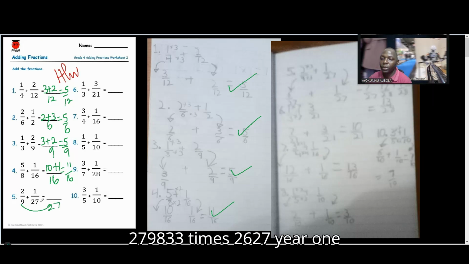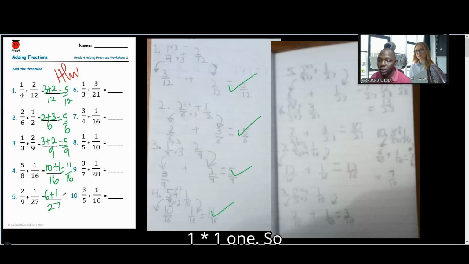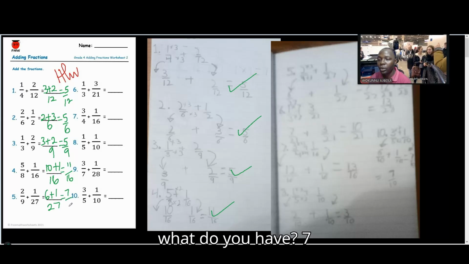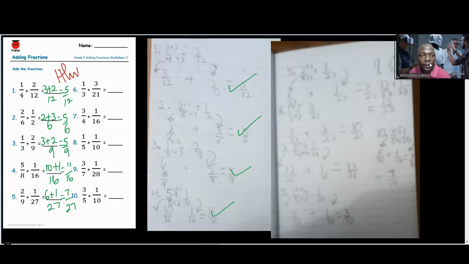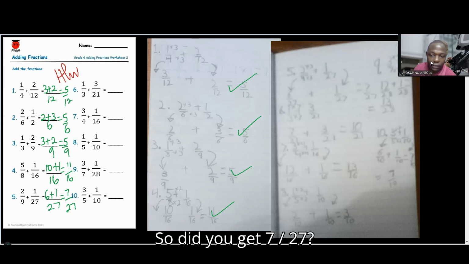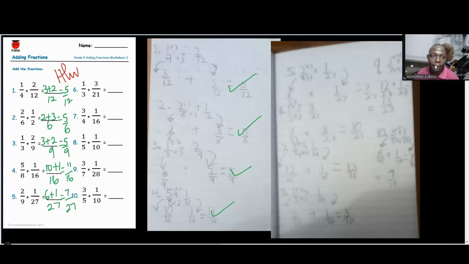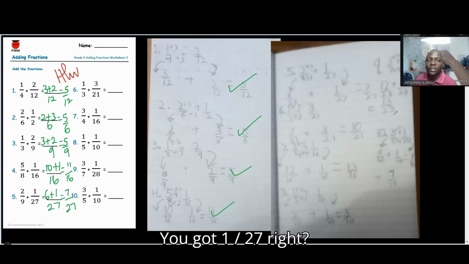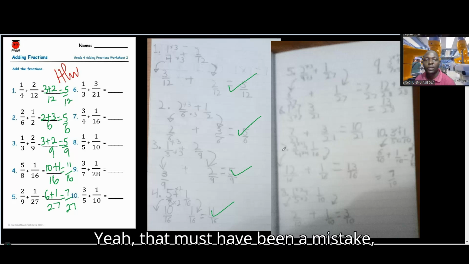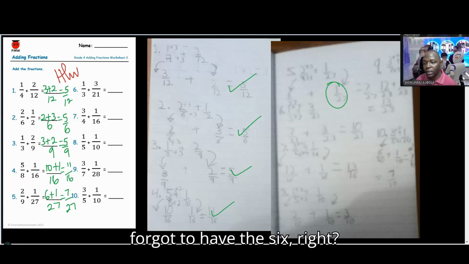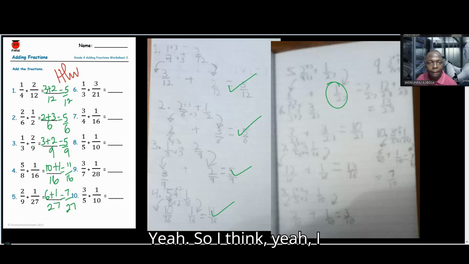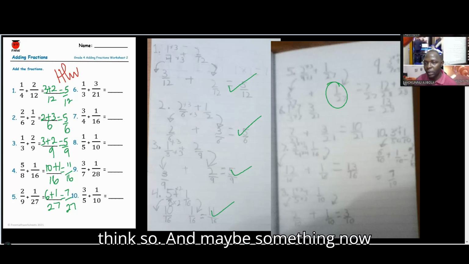27. 9 here, 3. 3 times 2, 6. 27 here, 1. 1 times 1, 1. So what do you have? 7 over 27, right? Yeah. So did you get 7 over 27? You got 1 over 27, right? Yeah. That must have been a mistake. So actually, you forgot to add the 6, right? Yeah, I think so. And maybe something like that.